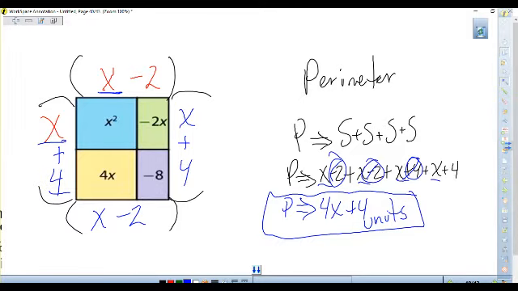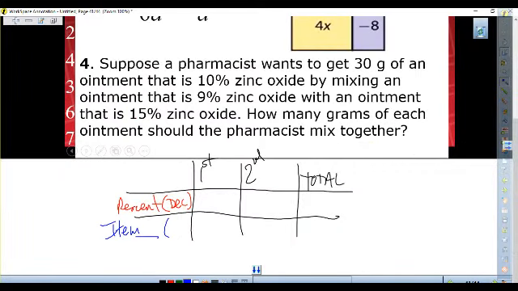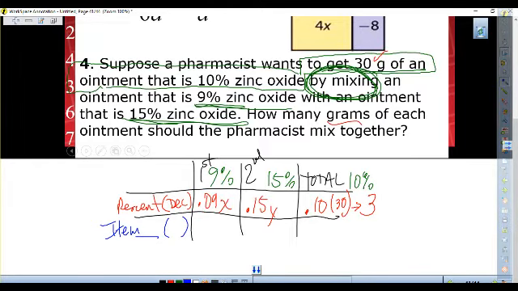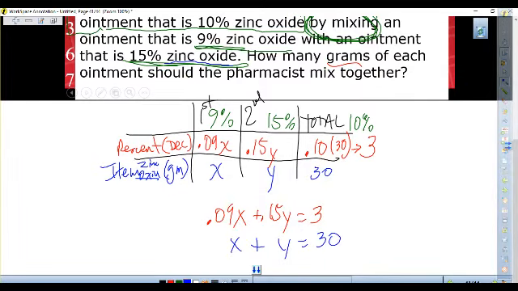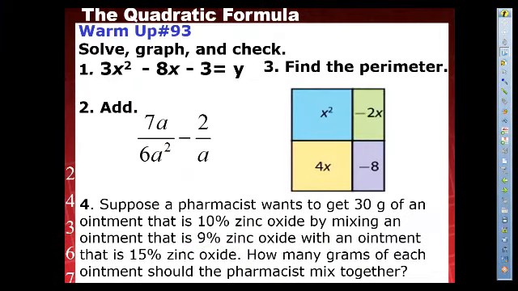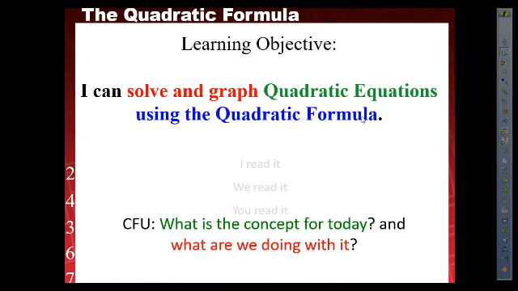So we got number. Doesn't matter what that is, and they have to give us a measure, right? So let's see. It says, suppose a pharmacist wants to get 30 grams of an ointment that they're talking about, zinc oxide. So I write that in here, zinc oxide. You just choose which one you want to eliminate, and so on and so forth. We good? All right. Hands up if you got all 4 of them by yourself. 3 of them by yourself. Okay, I'll stop right there. All right, get a blank sheet of paper, please, and title it Quadratic Formula, the Quadratic Formula.